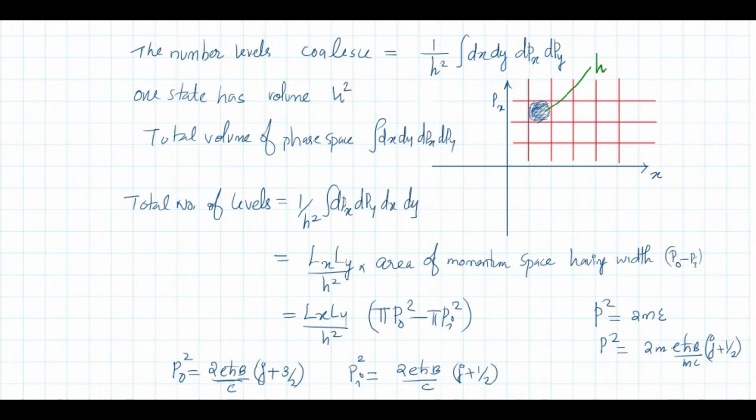So it is 1/h² integral dx dy dpx dpy. This will give you the total number of levels. And the integration of dx dy will give you Lx into Ly, if you are considering a rectangular box with length Lx and breadth Ly. So this gives LxLy/h². The remaining is integral dpx dpy. That is nothing but the area of momentum space having width po minus pi. What is the meaning of that?